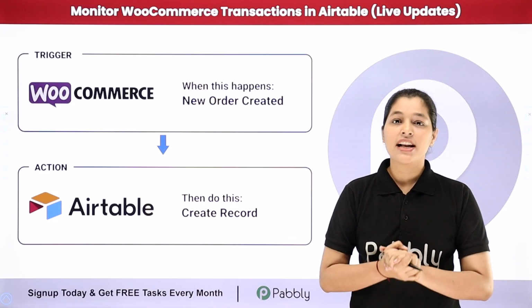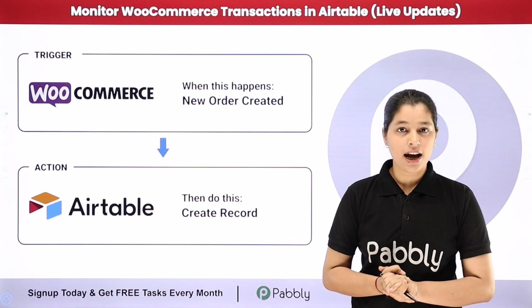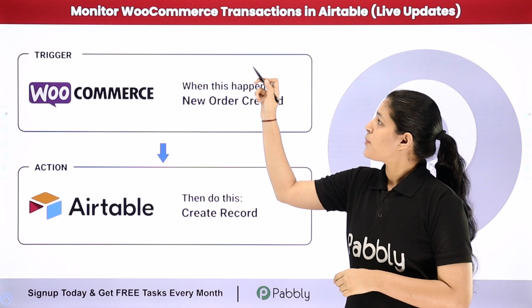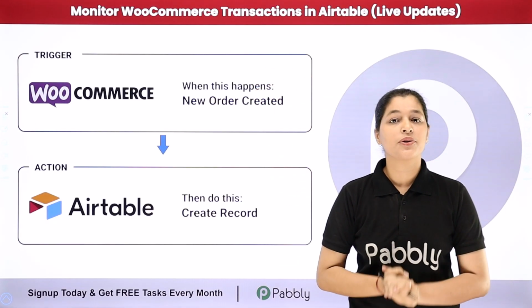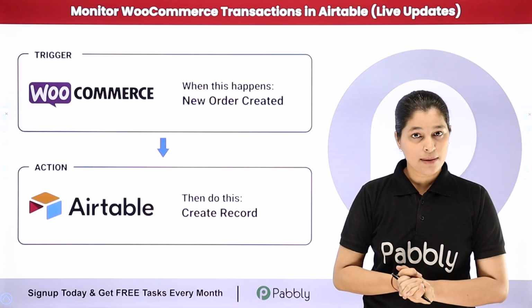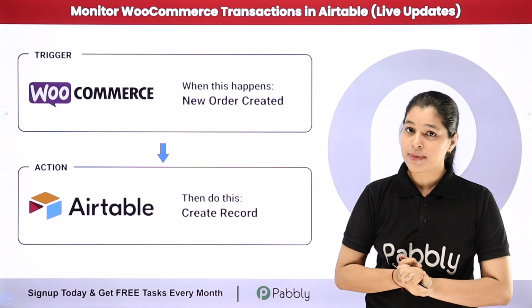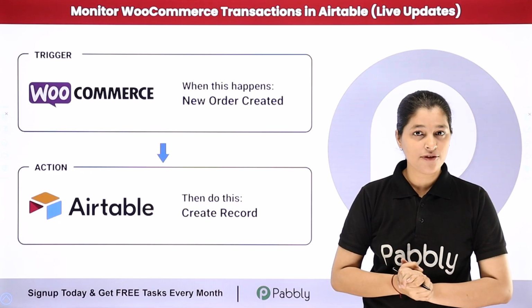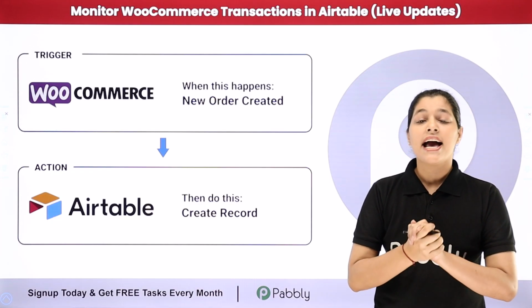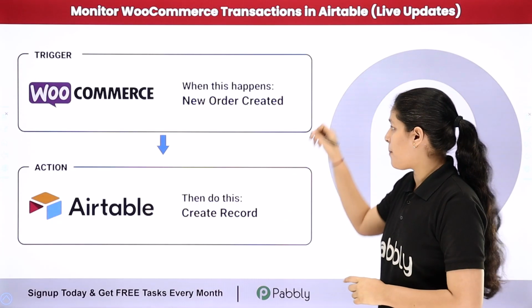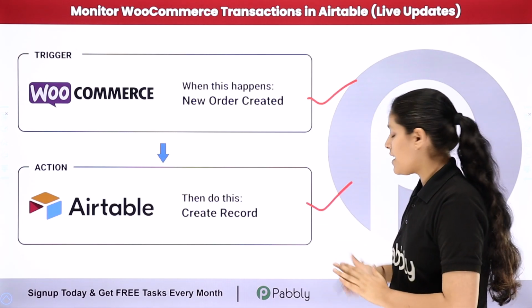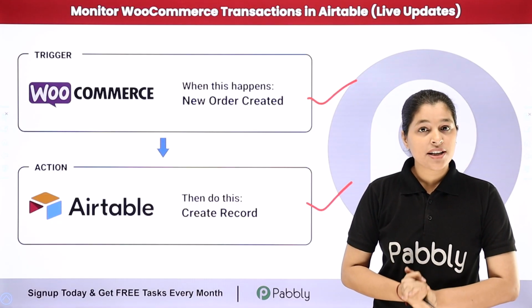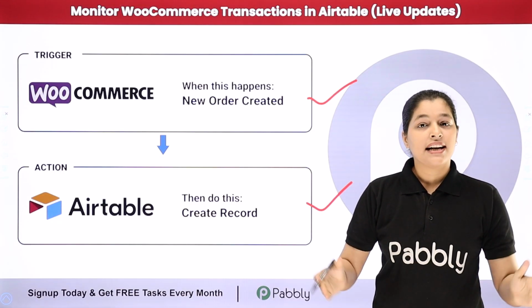So hello everyone, welcome to Pabbly, and in today's video I'm going to show you how you can monitor WooCommerce transactions in Airtable. I'm going to create this automation by using Pabbly Connect, which can integrate different applications and start automating your work. So in this automation, as soon as I receive a new order on my WooCommerce store, I'm going to create a record in Airtable. If you also want to create this automation for your own business, then let me take you to my screen.